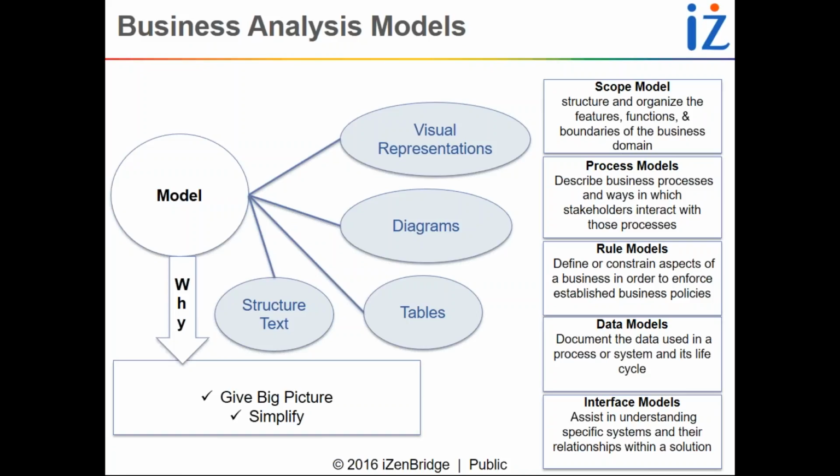And then we see how different rules are embedded in these processes, which are part of the organization level many of the time. Then the data models, where we look into the data which are related to the system, and the interface model, which assists in understanding the specific systems and their relationships within a solution.